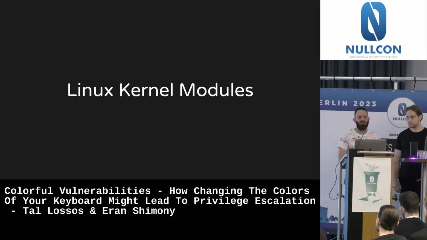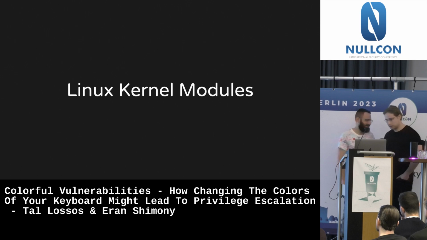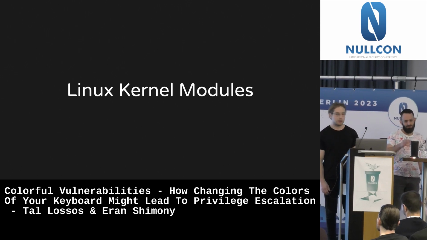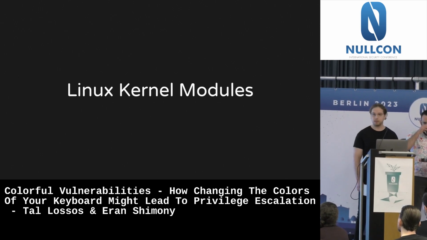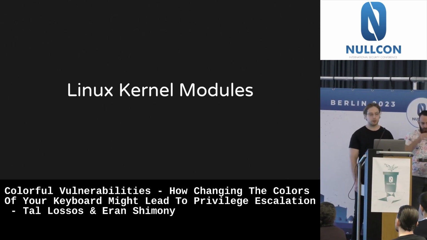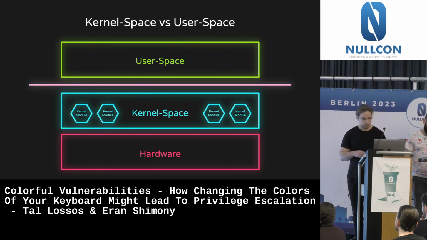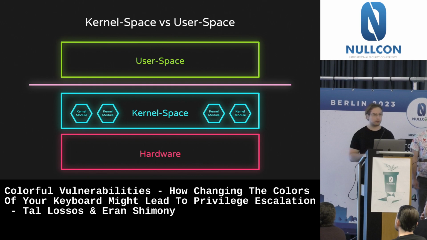So with that, let's talk about the elephant in the room. Yeah, so the elephant in the room is indeed the Linux kernel, or more specifically, the Linux kernel modules. But in order to understand what Linux kernel modules are, let's first understand the general architecture of the Linux operating system. As you might know, most operating systems are divided into two main parts, the user space and the kernel space. One of the main differences between them is that the kernel space is the actual privileged part of the operating system that can interact with the hardware.